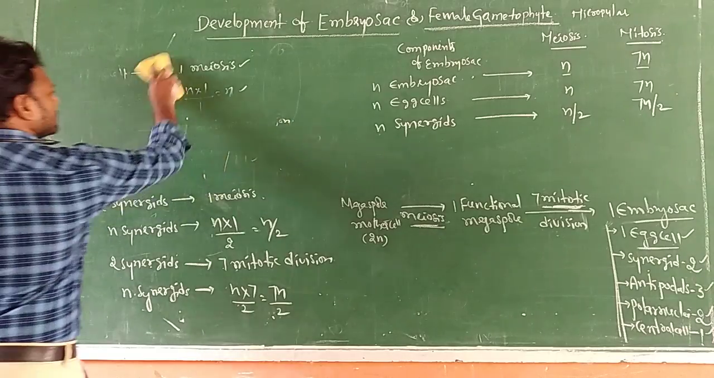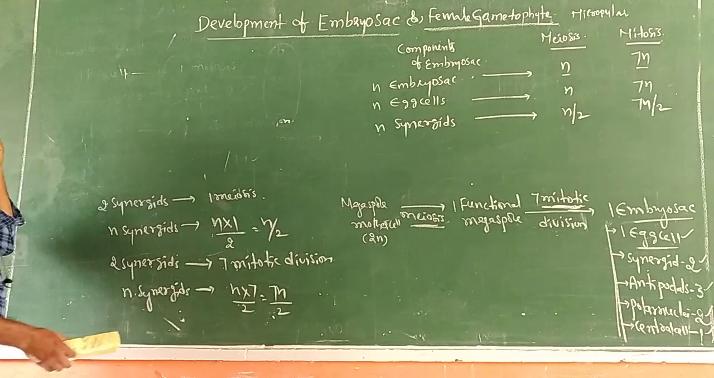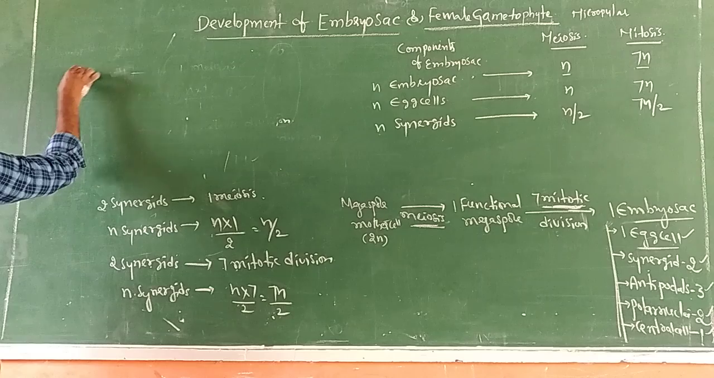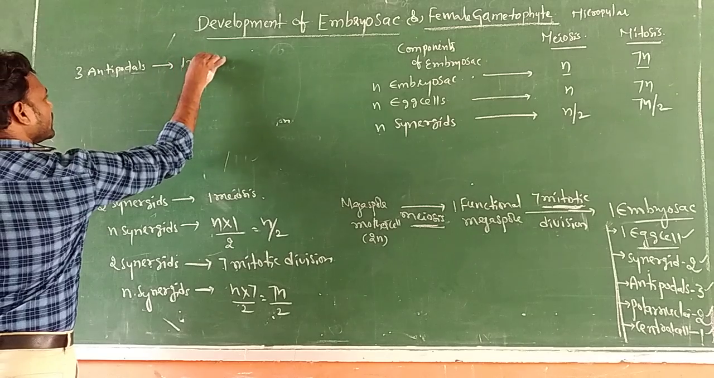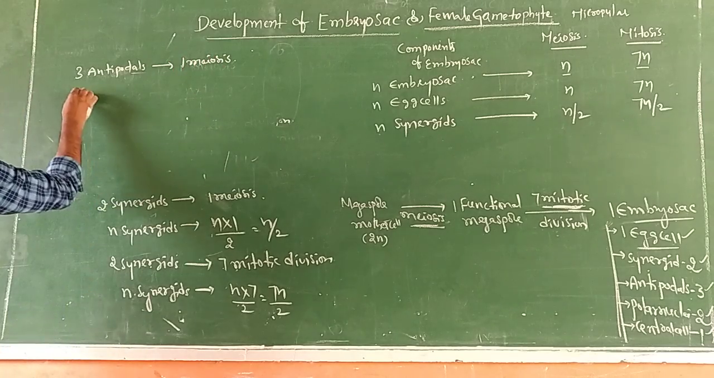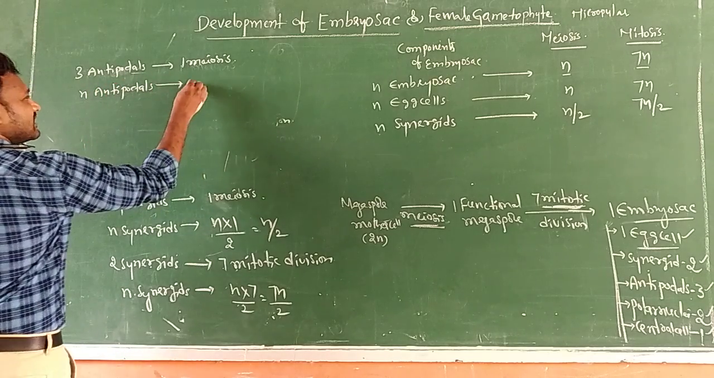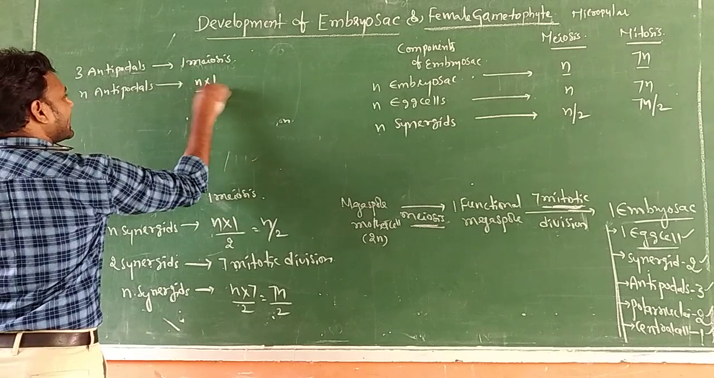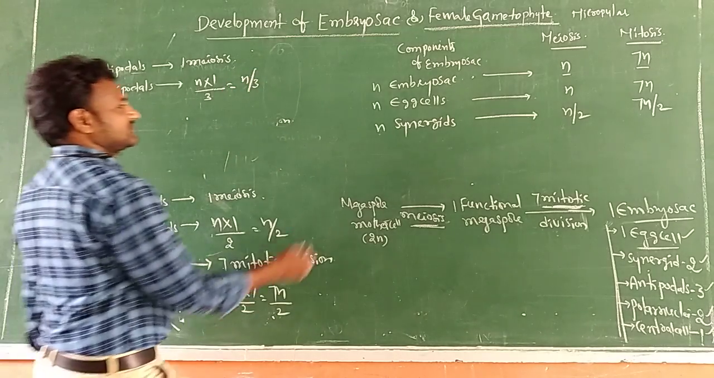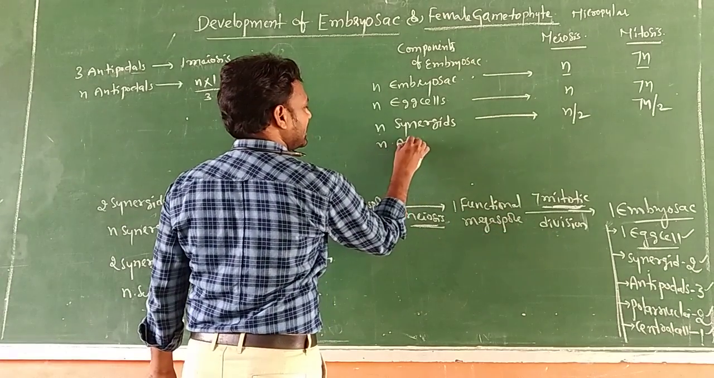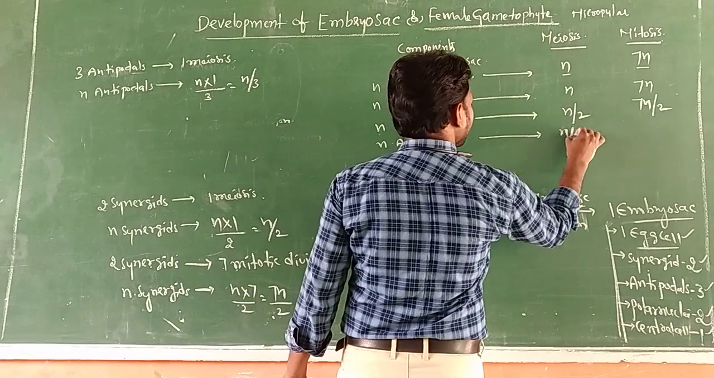Next. What is next? After synergids, antipodals. How many antipodals in your embryo sac? 3. So 3 antipodals require 1 meiosis. N antipodals require n into 1 by 3, equal to n by 3.